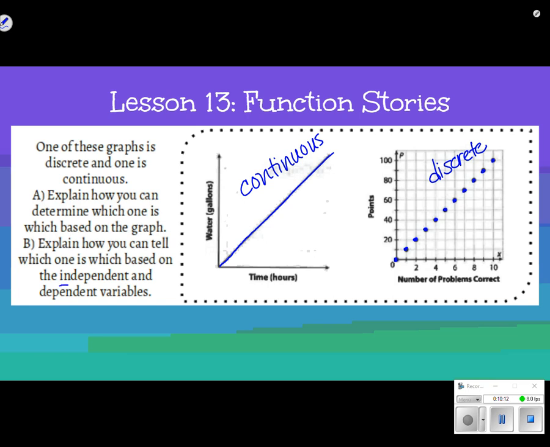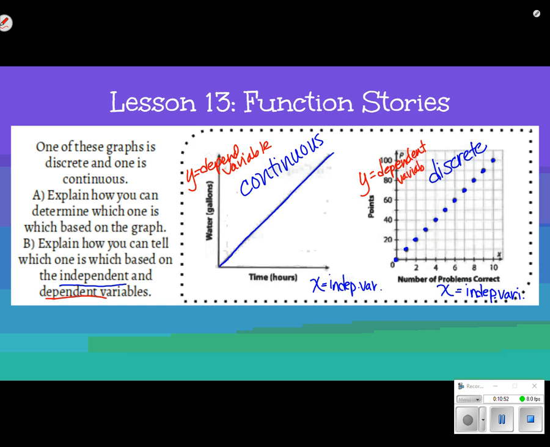Now we have independent variables. Independent variables are always the x, and the x is always the horizontal. So this is the independent variable, just in case that comes up. And then the dependent variable is the y. So the y is the dependent. And we'll get more into that as we go on. So x is independent, y is dependent.